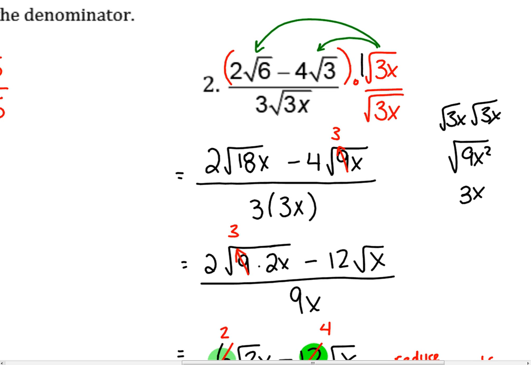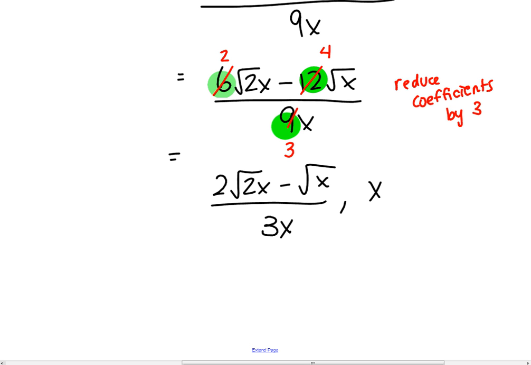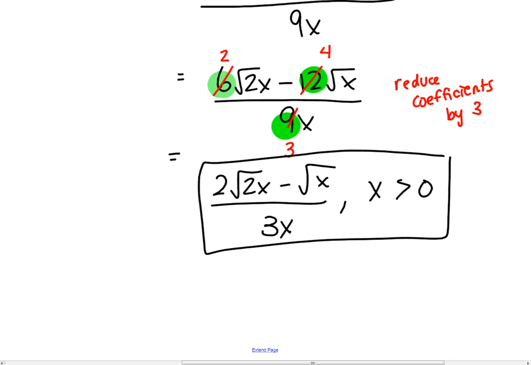No, why not? Because you're dividing. And so an x is on the denominator. Can you divide by 0? No. So your restriction is x is greater than 0. Okay? Because x is on the denominator, you can see that in the original, you can see that at the end. You can't divide by 0. It can't be 0.